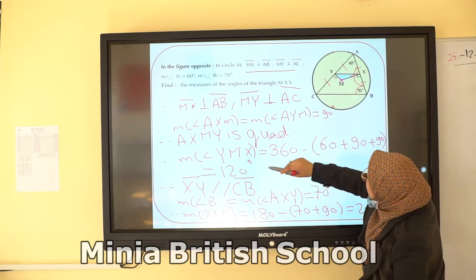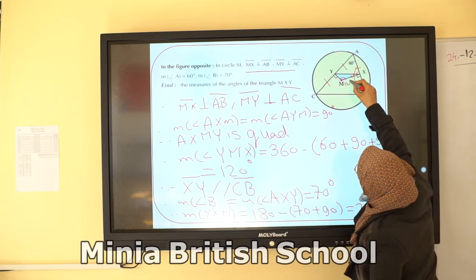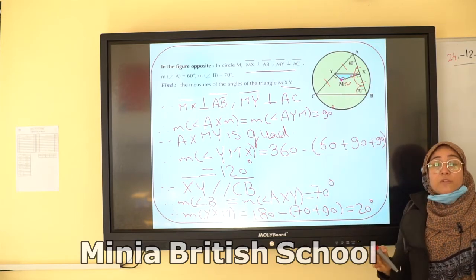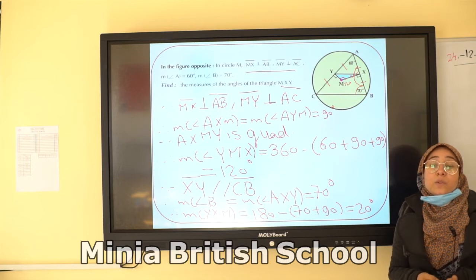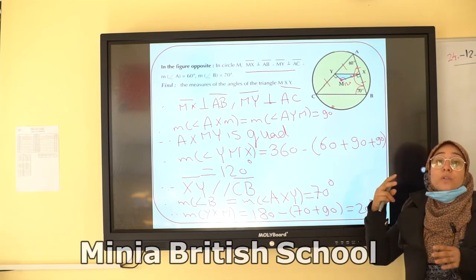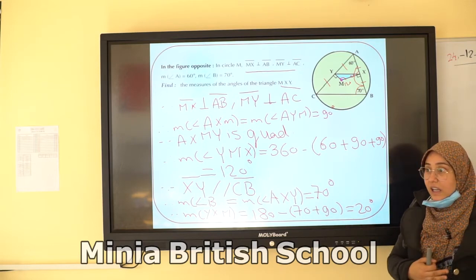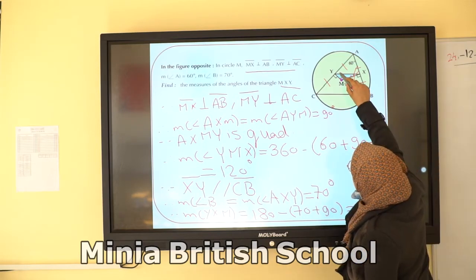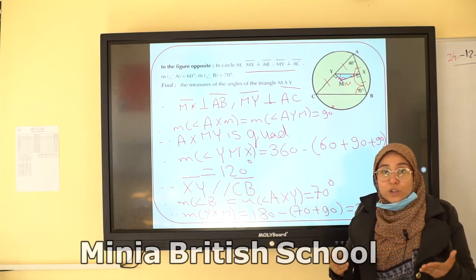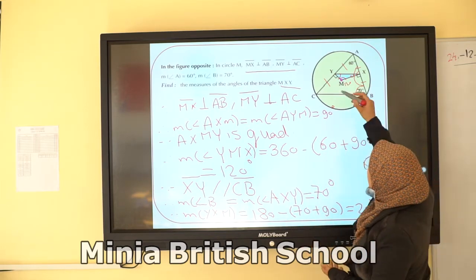Now, this angle equals 20 and the measure of angle YMX equals 120. Now, the sum of the interior angles of any triangle equals 180. And you know two angles, so you can find the third angle. The third angle here equals 180 minus (120 plus 20) equals 40.